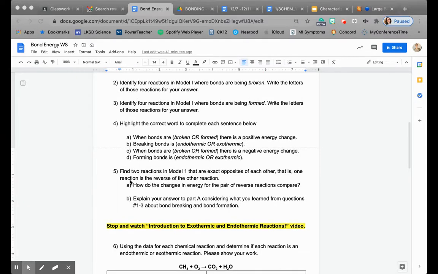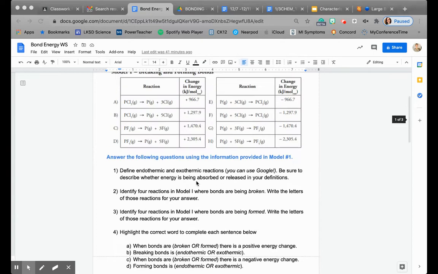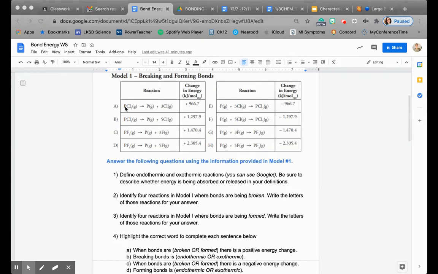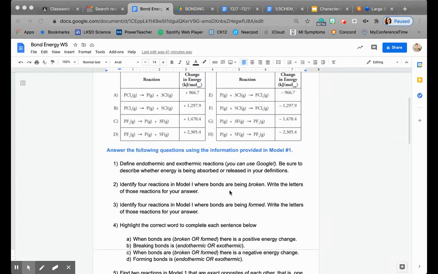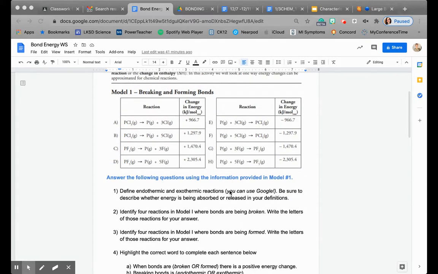And question number 5 says to find two reactions in Model 1 that are exact opposites of each other. We call them reverse reactions. So if you were to read reaction A going forward, which one of these reactions is like reading it backwards? That's why we call them reverse reactions. And you're going to take a close look at the change in energy in those pairs.